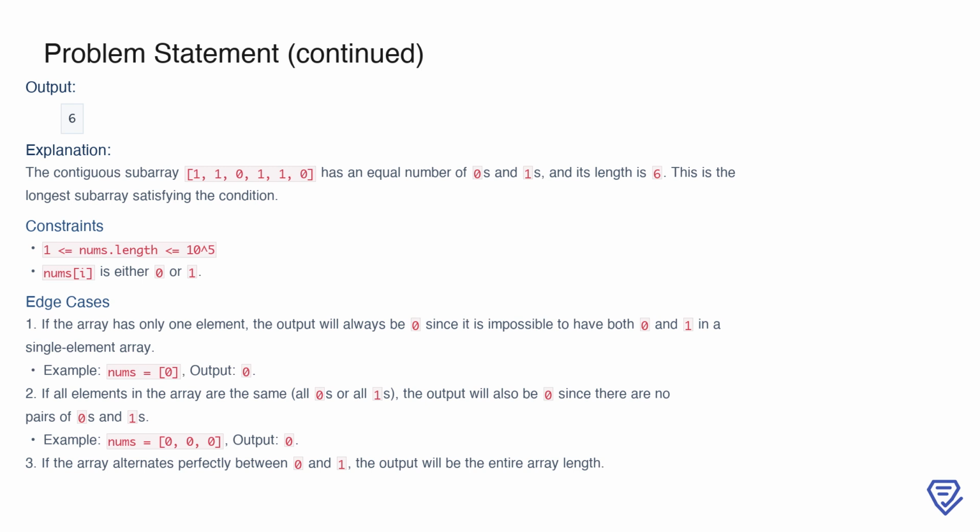Let's also consider the constraints for this problem. The length of the input array can range from 1 to 100,000, and each element in the array is guaranteed to be either a 0 or a 1. These constraints imply that our solution needs to be efficient, as the input size can become quite large.